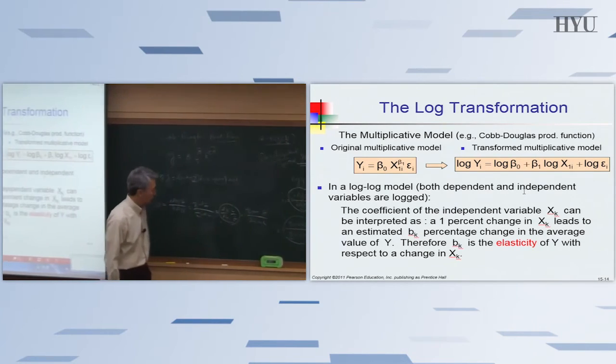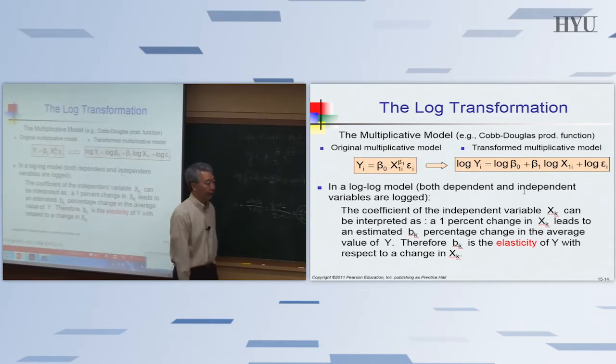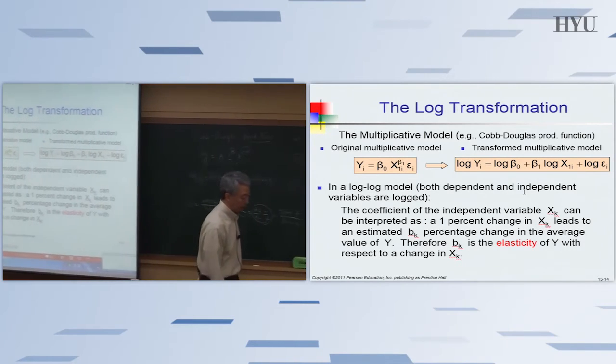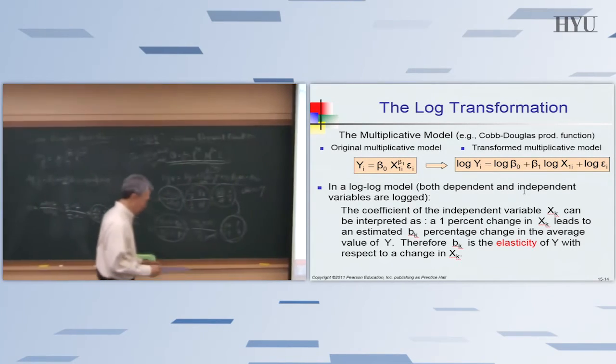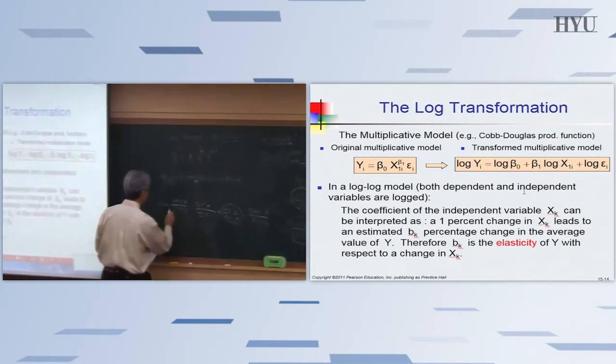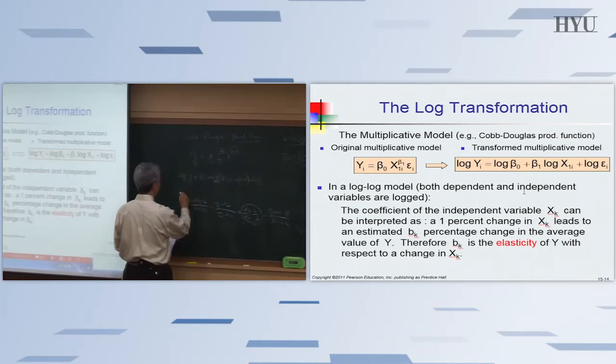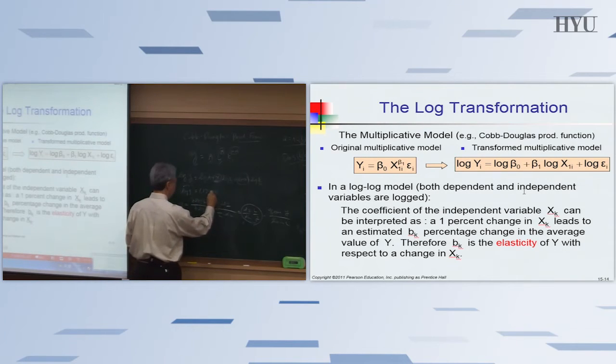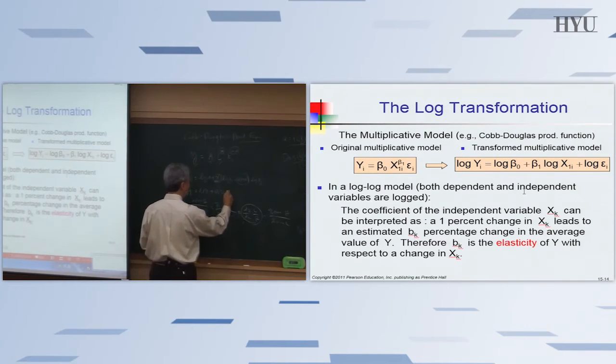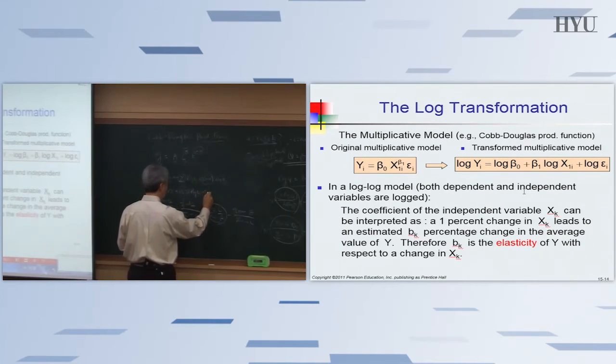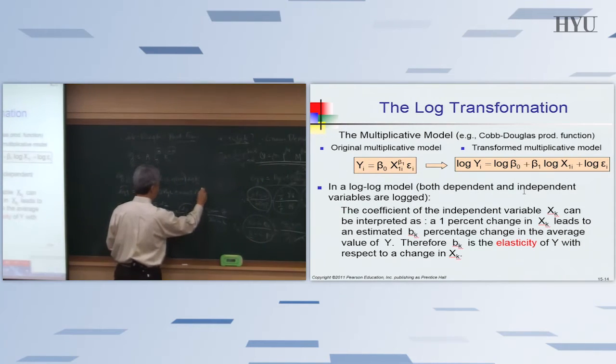In other words, their actual estimate came up this way. When they estimated this equation, log of y hat came out to be 1.17 plus 0.38 log L plus 0.603 log K.